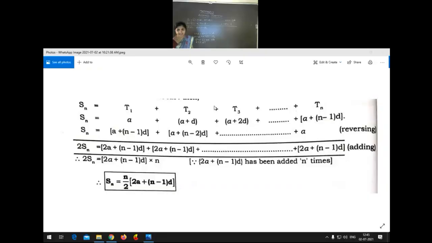Okay, see here. So a plus d plus a plus n minus 2 into d, then a plus d plus a plus. Now remove the bracket. d into n is dn, minus 2 into d is 2d. Then a plus a, like terms. a plus a is 2a. Then d plus dn minus 2d. One side we have to take.